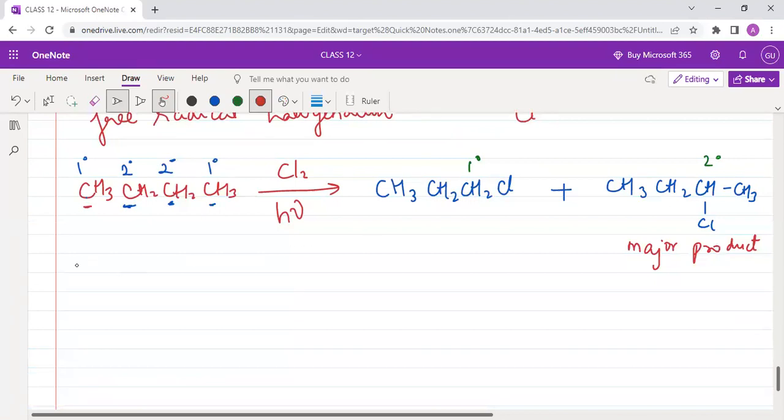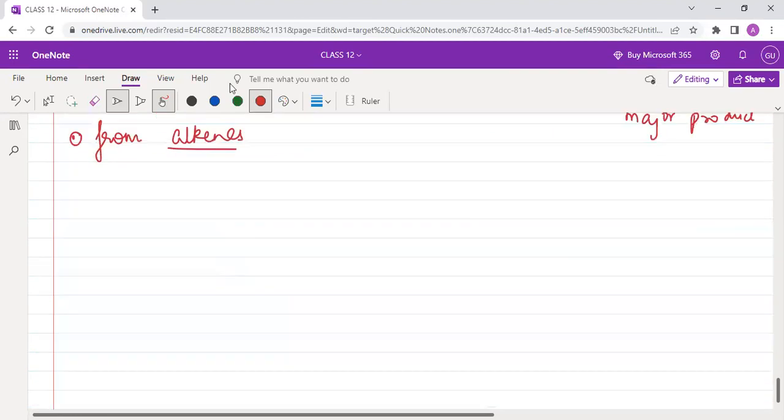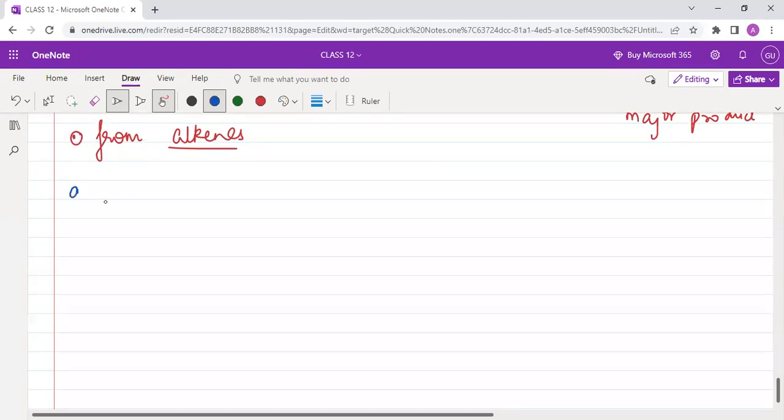So next we'll start the preparation of haloalkanes from alkenes, which you were telling in the beginning. Now tell me, how do you prepare haloalkanes from alkenes? There are two methods to prepare haloalkanes from alkenes. The first one is the addition of hydrogen halides. Do you know what are hydrogen halides?